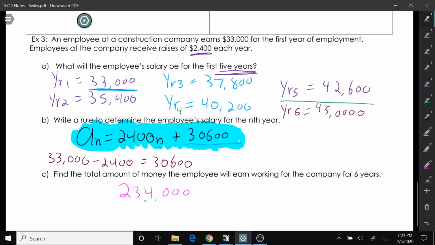So this lesson we're just adding or subtracting some things to get our rule or to find our sum. So I hope that you guys are doing okay with this. Go ahead and try the homework, and good luck.